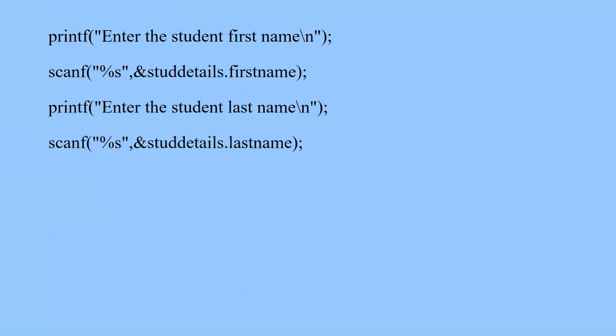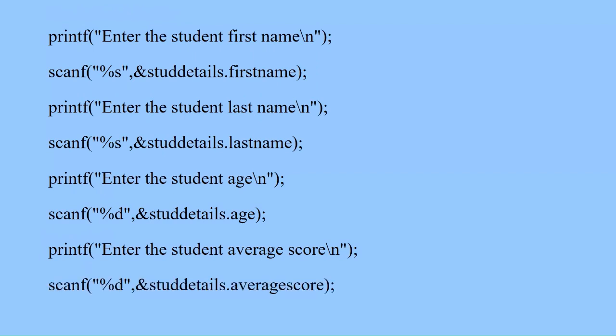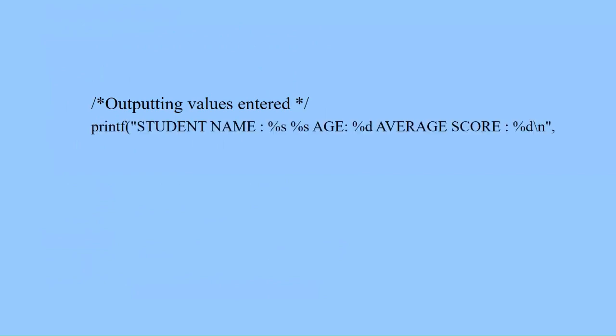Enter the student last name. Whatever will be entered will be picked and stored in the memory location called last name, which is a member of student details or a member of the record. Then enter age. With the age, we prompt for average score. We read average score. Then we output the values entered.